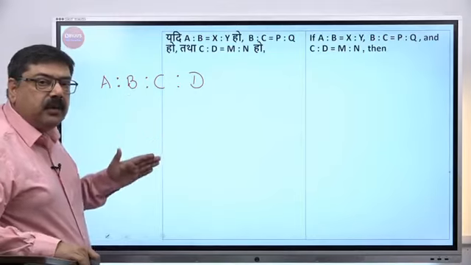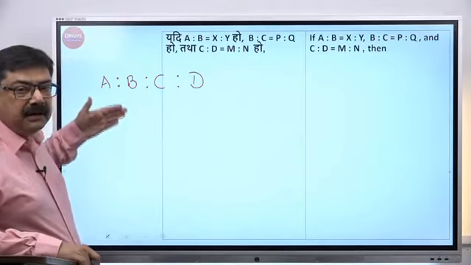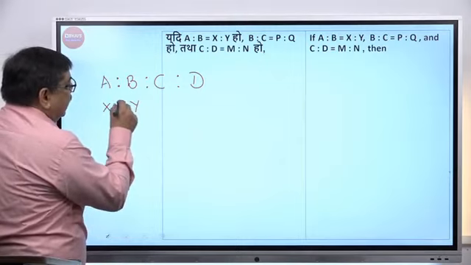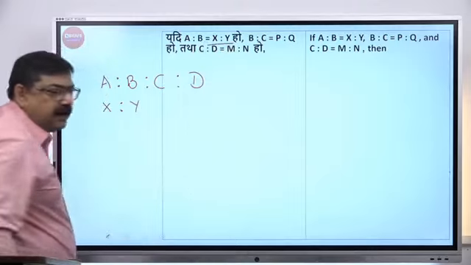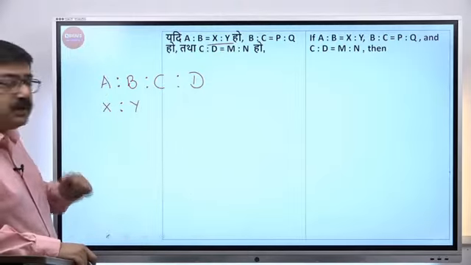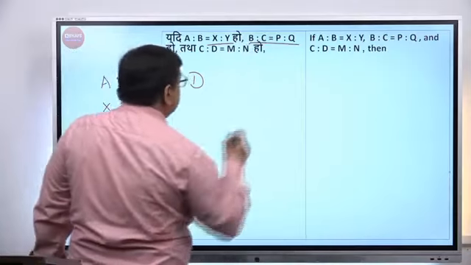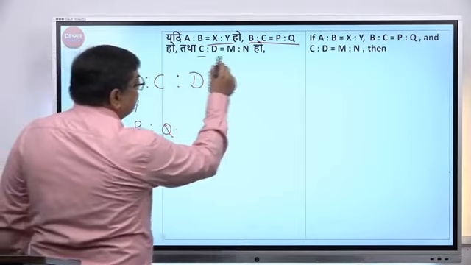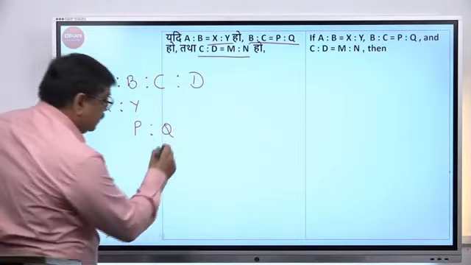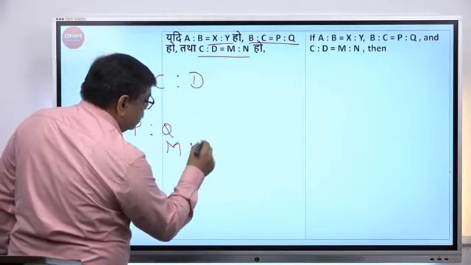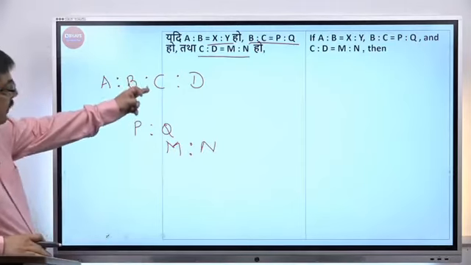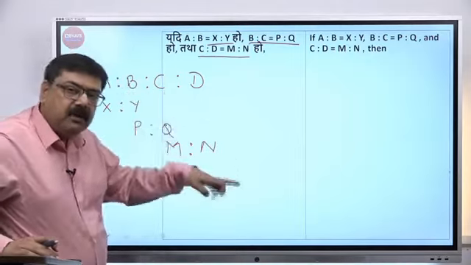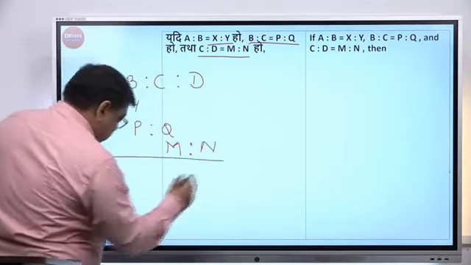So whatever are the ratio values, please allot them to their respective members. Like यहां पर A सही B दिया है X is to Y, X सही Y. So A is to B is X is to Y. Then B is to C is given as P is to Q. B सही C दिया है, P सही Q. Then C is to D is given to you as M is to N. Wherever you have a value for C, you write below it, and where you have a value for D, you write below that. Okay. Now, kindly have a look here.